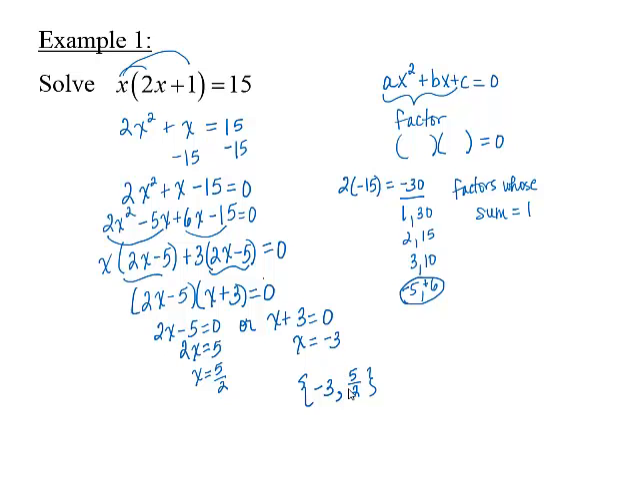Now what do these solutions mean? If I took the time to plug in negative 3 in place of x, I'm going to see that the product that results there is 15. I'll also find out that to be the case if x is 5 halves. One really cool thing is that the degree of an equation tells you the number of solutions. This degree being 2 tells us we're going to have 2 solutions of the equation.